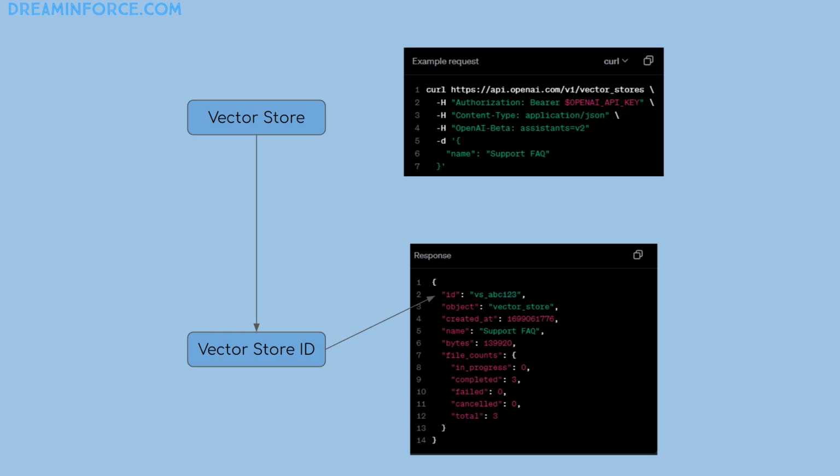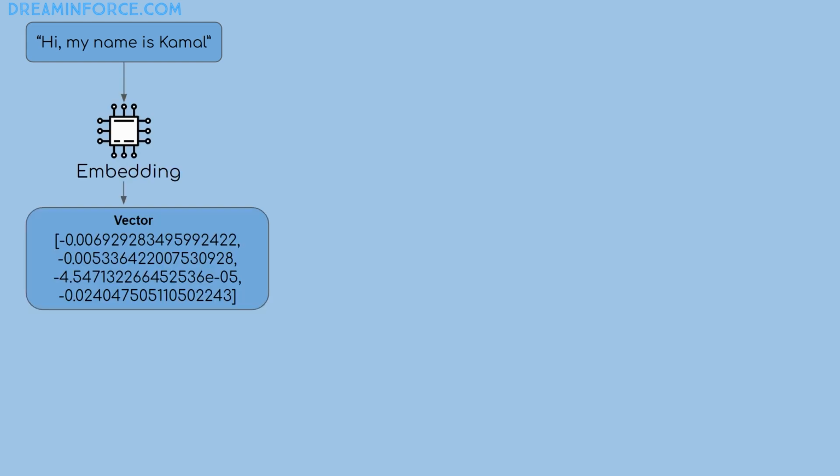Now, before we go any further, it's important for you to understand some basics of embeddings and vectors. Embeddings are a numerical representation of text, and a vector is a mathematical point that represents data in a format that AI algorithms can understand. So let's take an example. We have a text string. We convert this text string into a vector using embedding models. And once these vectors are created, we store them in vector stores.